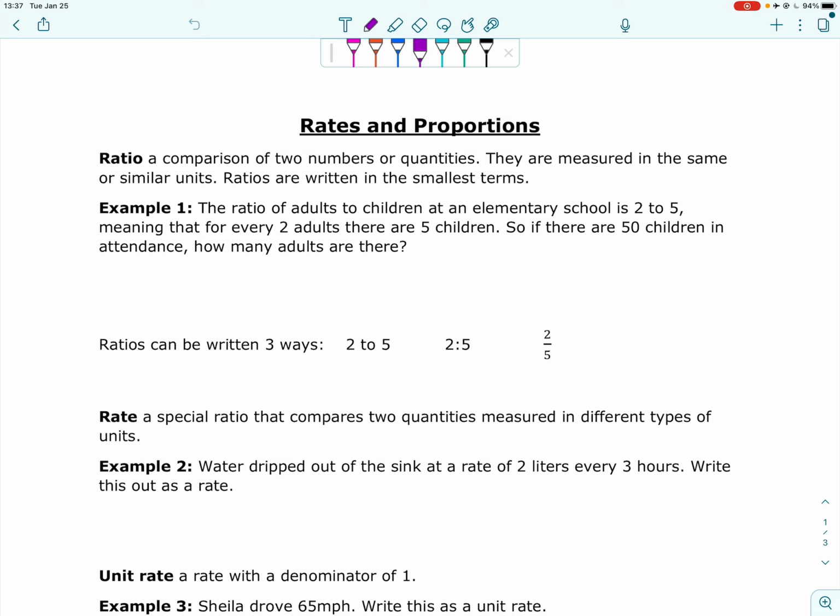So for example, the ratio of adults to children at an elementary school is 2 to 5, meaning that for every 2 adults there are 5 children. So if there are 50 children in attendance, how many adults are there? So the ratio is 2 adults for every 5 children. We have 50 children. So that's 5 children, 50 children. That's 10 times the number of children in the original ratio we were given. So that means there would be 20 adults present.